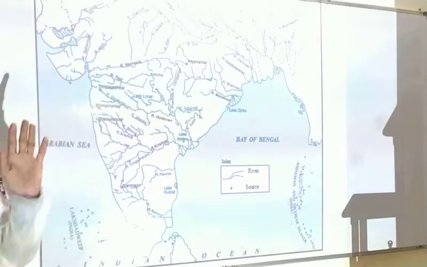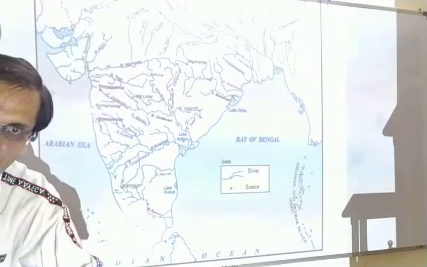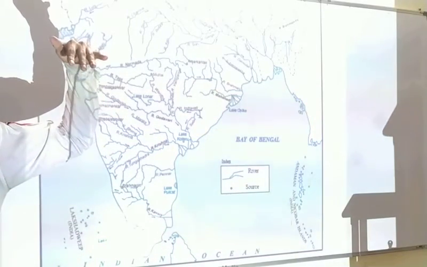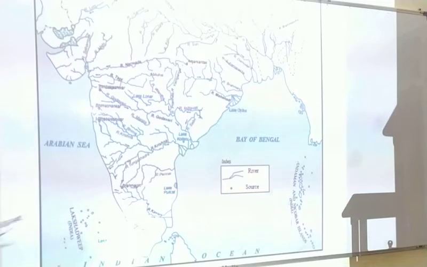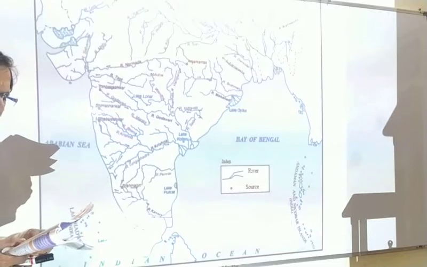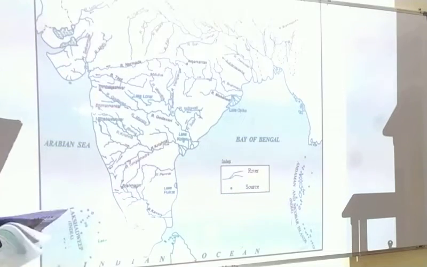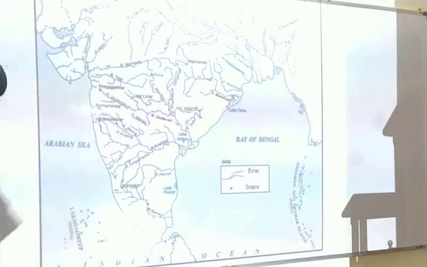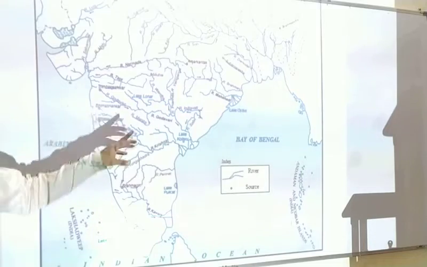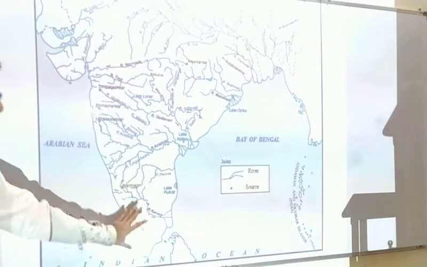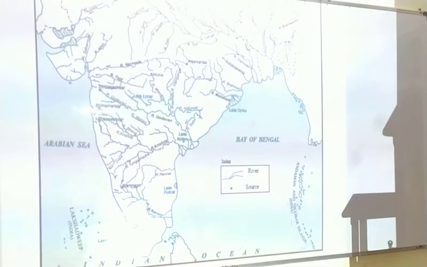Why? Because they come down from the mountain range to meet the Arabian Sea, so their flow, their current, is very swift. This condition of short and swift rivers exists especially in Kerala, then Karnataka, Maharashtra, and southern Gujarat.